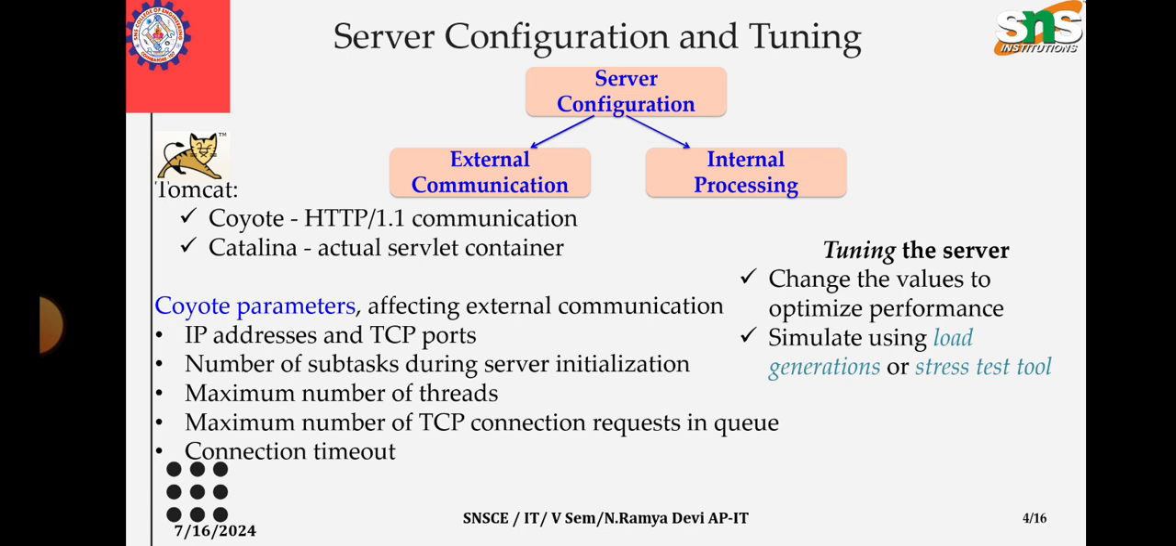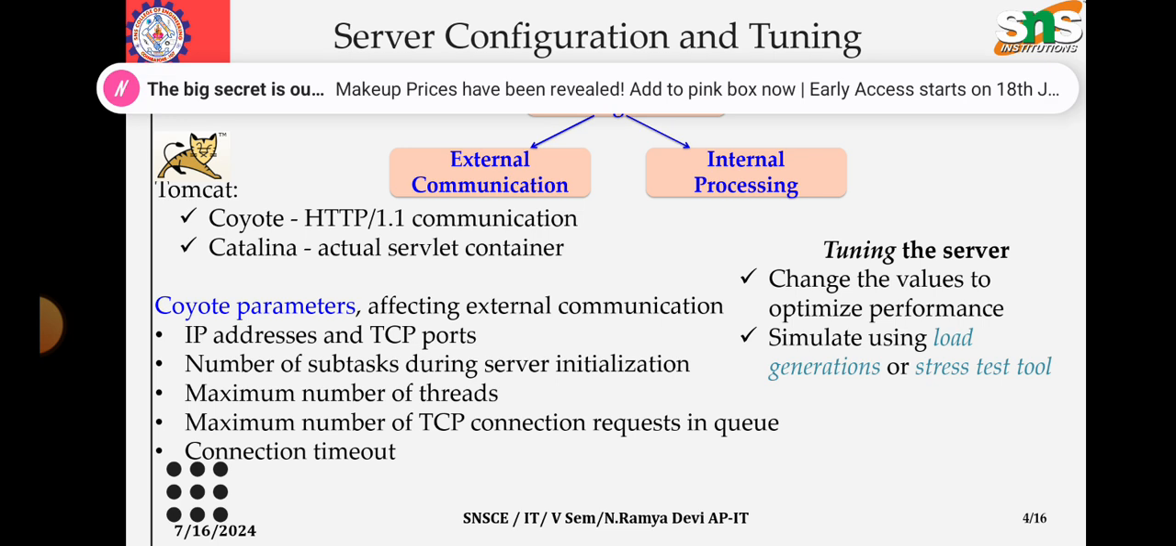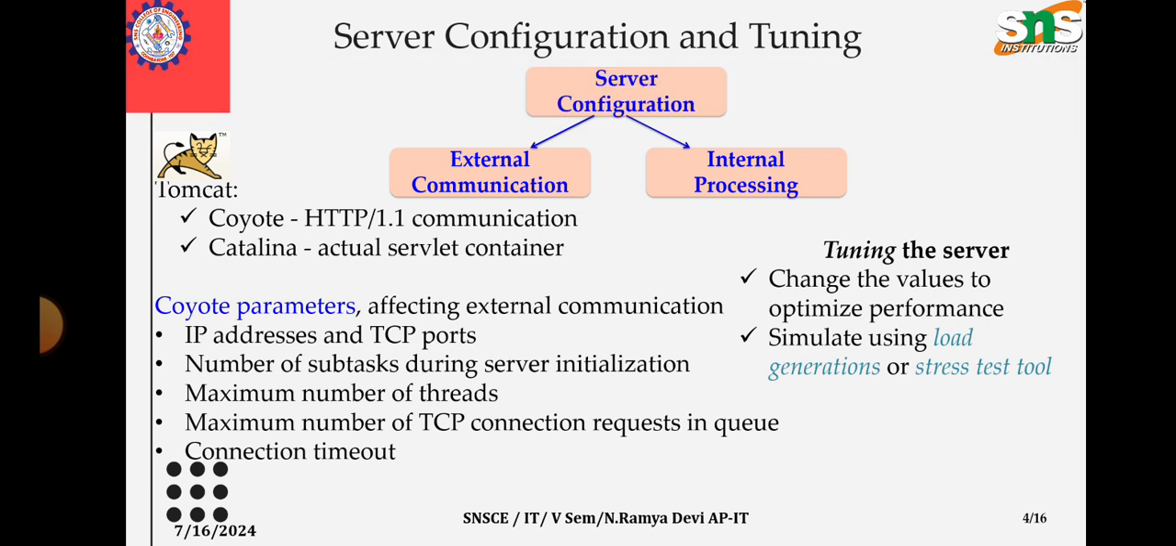In Tomcat, the Coyote parameters are used for HTTP external communication, and Catalina is used for the actual servlet container. The Coyote parameters affect the external communications: IP addresses and TCP ports, number of subtasks during server initialization, maximum number of threads, maximum number of TCP connection requests in a queue, and the connection timeout seconds. Next, the tuning of the server changes the values to optimize performance, simulated using load generation or stress test tools.